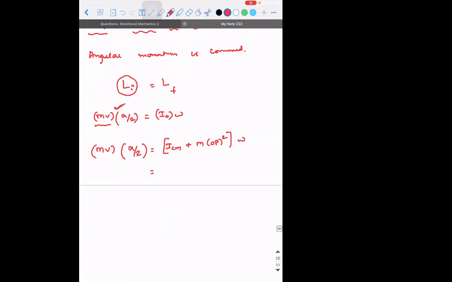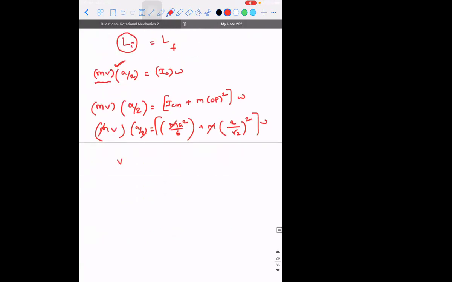So what is the moment of inertia of a cube about its center of mass? It is, make a note of it, it is m a square by 6. Plus m into, what is the distance between O and P? It is a by root 2. So a by root 2 the whole square, the whole multiplied with omega. M into V into a divided by 2. M will get cancelled. V and a also will get cancelled.